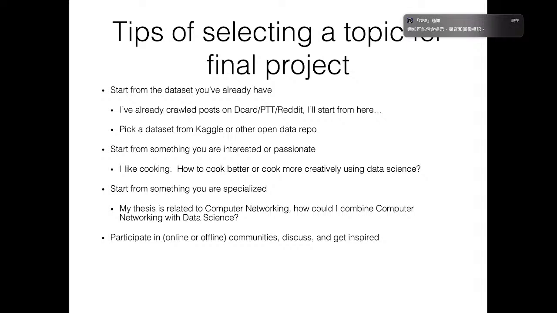Or perhaps you could participate in some online or offline communities, discuss with them and get inspired. There are several online or offline communities out there which brainstorm every month or every couple of months, for example g0v and Data Science for Social Good. They are some of the very popular and active communities. If you discuss with the people there, you could discover some interesting projects, and somehow they can be turned into your group project of this semester.